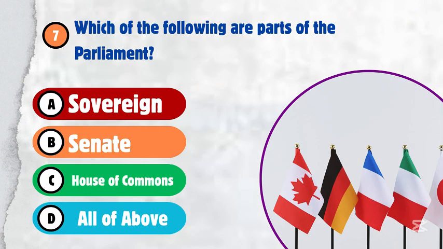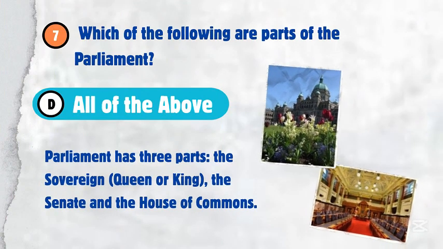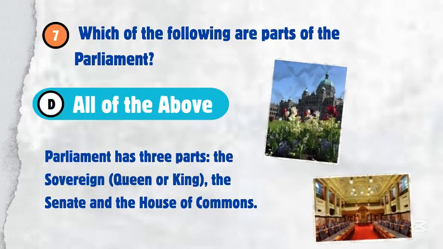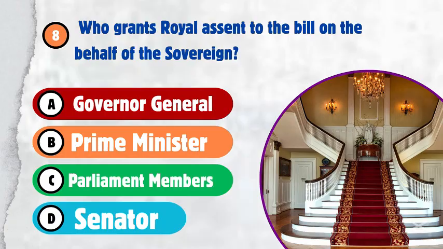7. Which of the following are parts of the Parliament? A. Sovereign, B. Senate, C. House of Commons, D. All of above. Answer: D. All of above. Parliament has 3 parts: the Sovereign, Queen or King, the Senate, and the House of Commons.